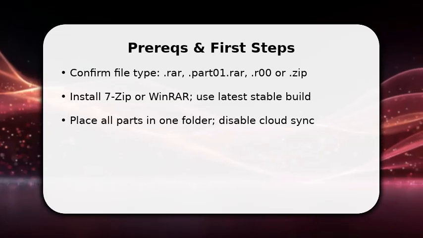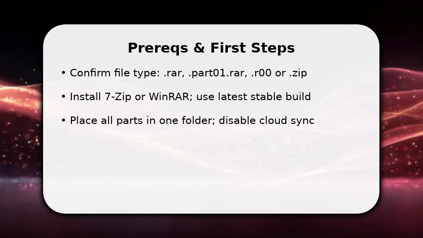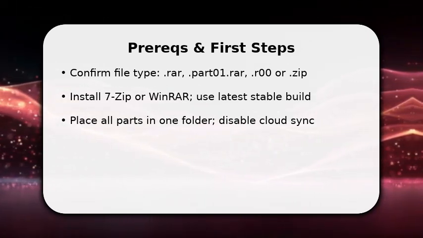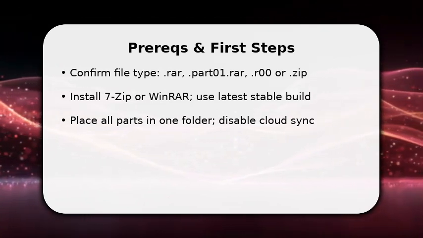You start by verifying the archive names so extraction will work. The app only reads matching parts. Download and install 7-zip or WinRAR. 7-zip is free and handles most splits.